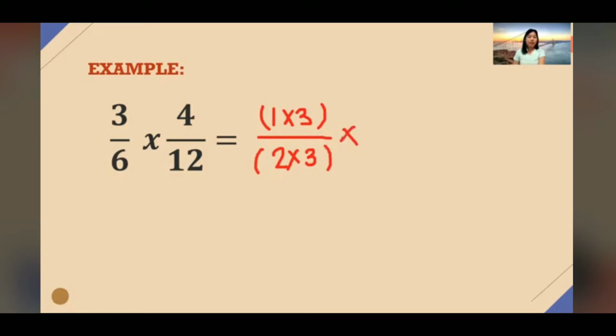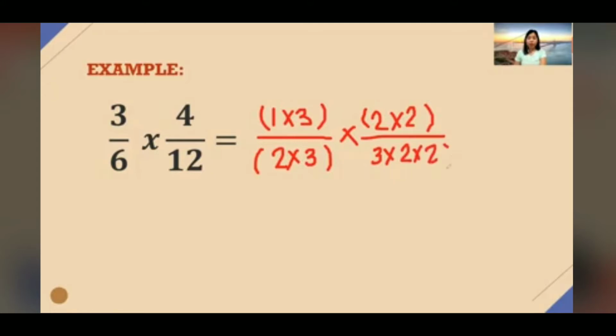And then 4/12. What are the prime factors of 4? We have 2 times 2. And then the prime factors of 12 are 3 times 2 times 2. In this case, we cannot put 3 times 4 because 4 is not a prime number. So don't forget that all we have to do is to look for the prime factors.